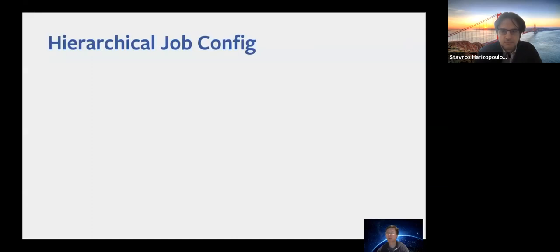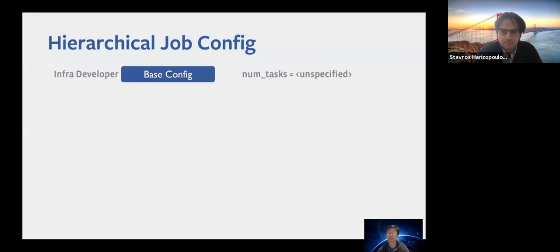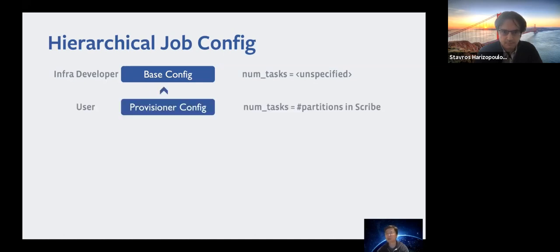To solve those problems, we developed a hierarchical job config system. Here, we have four levels of configs. First is the base config. It defines a collection of common settings like package name, version number, checkpoints directory. So here, we typically don't set the number of tasks, and this is usually set by the infra developer. Then we have the provisioner configuration. It is set when the user creates or updates the application. Here we set the number of tasks to be the number of partitions we have in the input stream.